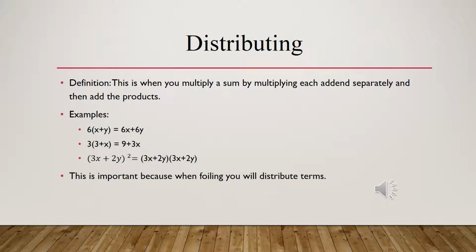We now start with distributing. The definition of distributing is when you multiply a sum by multiplying each addend separately and then add the products. So in example number 1, you can see that 6 is in front of the brackets of x plus y. You can see that the 6 is being distributed to everything that is inside the bracket. So you can see that the final result is 6x plus 6y. This is important because when you FOIL, you will distribute terms.